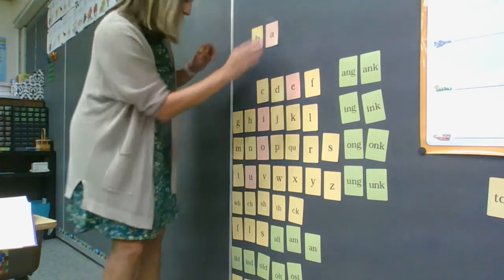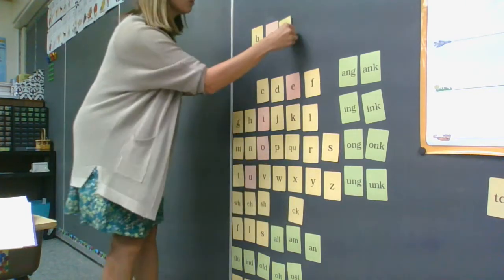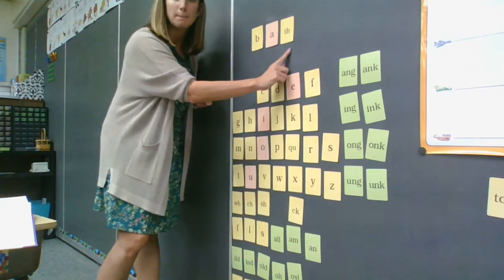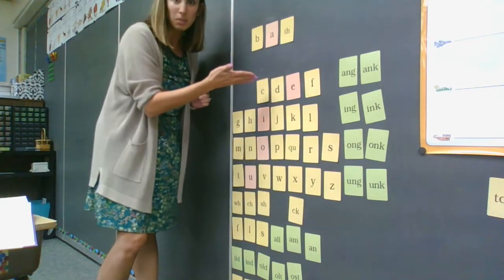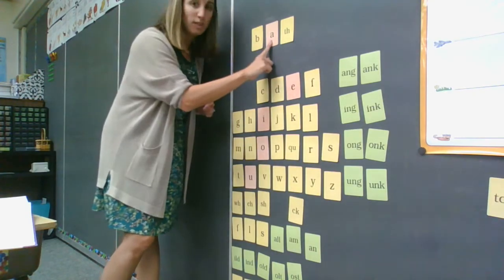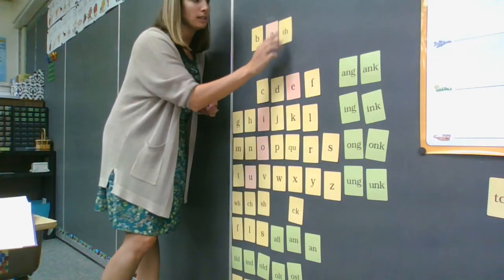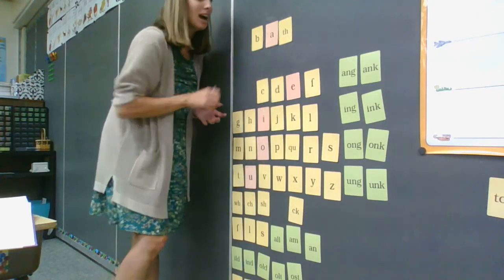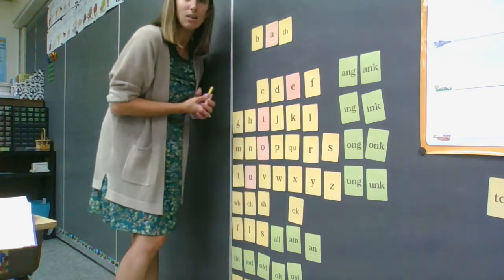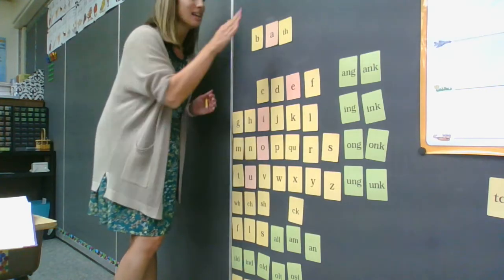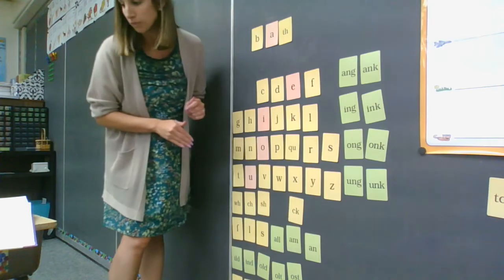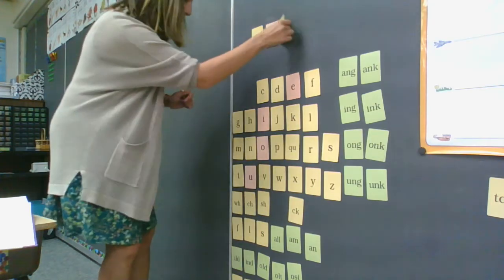Okay, I'm going to use a digraph at this one. So what's my word? Bath, right. Closed syllable, ask yourself, one vowel, closed in by at least one consonant. Yeah, and does it make that short A sound? Ah? Yes, this is a closed syllable. Very good.